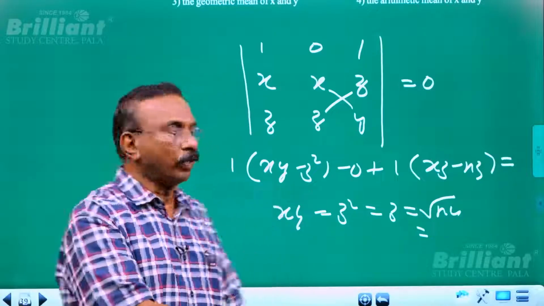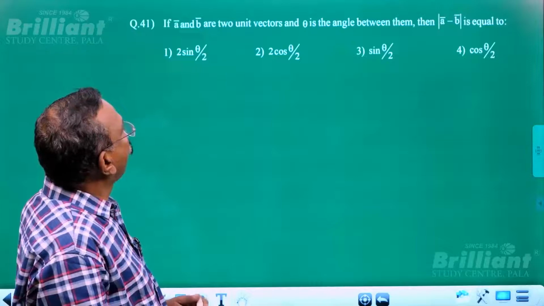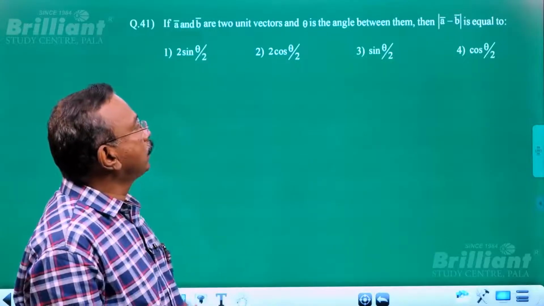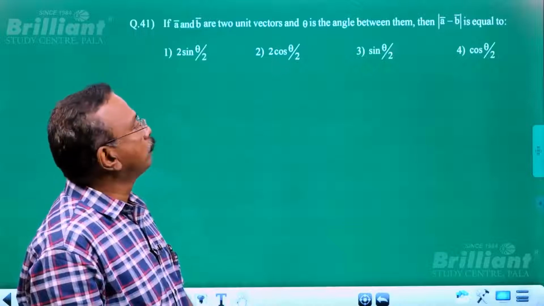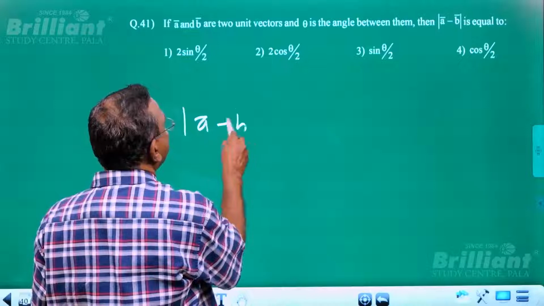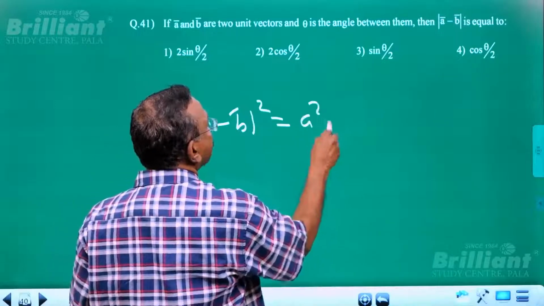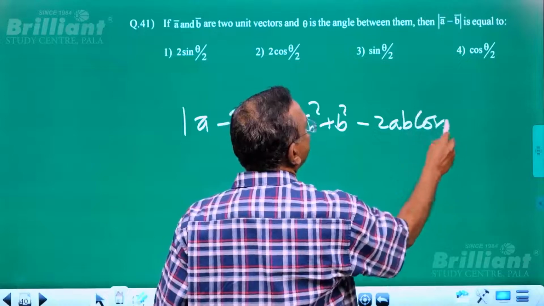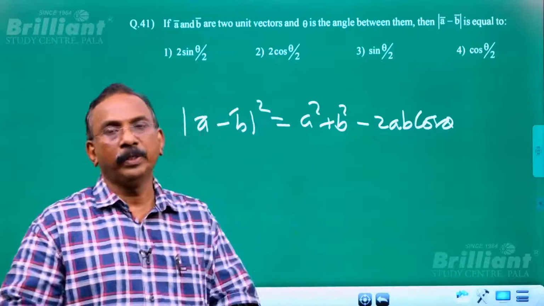Now you come to question number 41. If A bar and B bar are two unit vectors and theta is the angle between them, then what is mod A bar minus B bar? You know, mod A bar minus B bar the whole square is equal to A square plus B square minus 2AB cos theta, that is, A dot B.